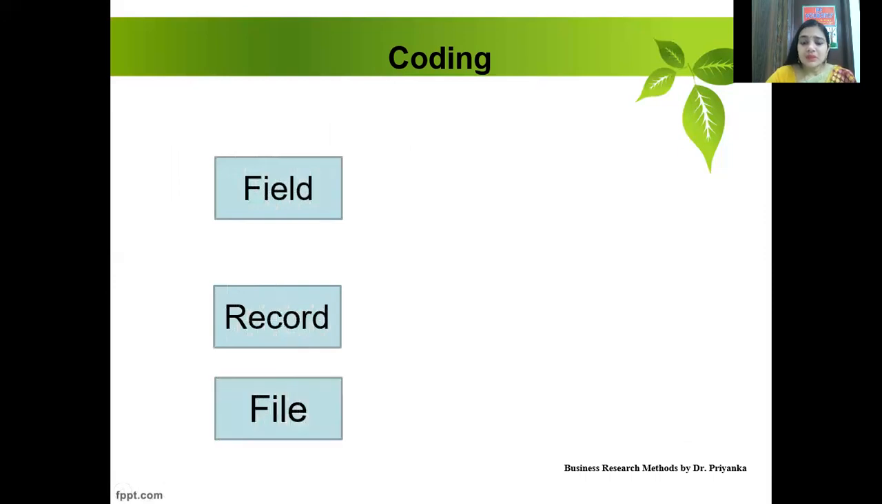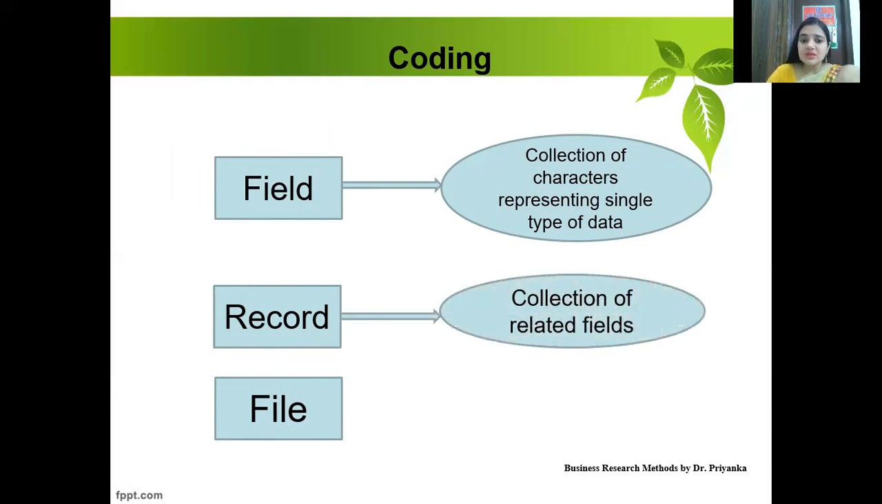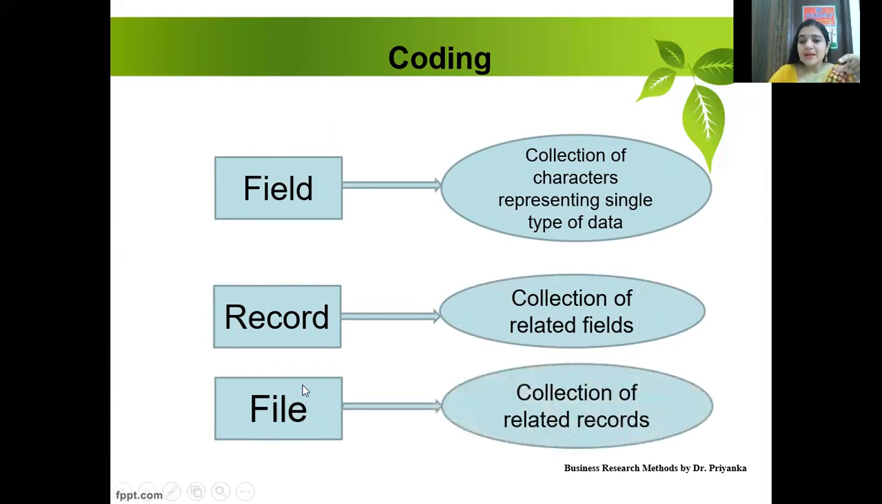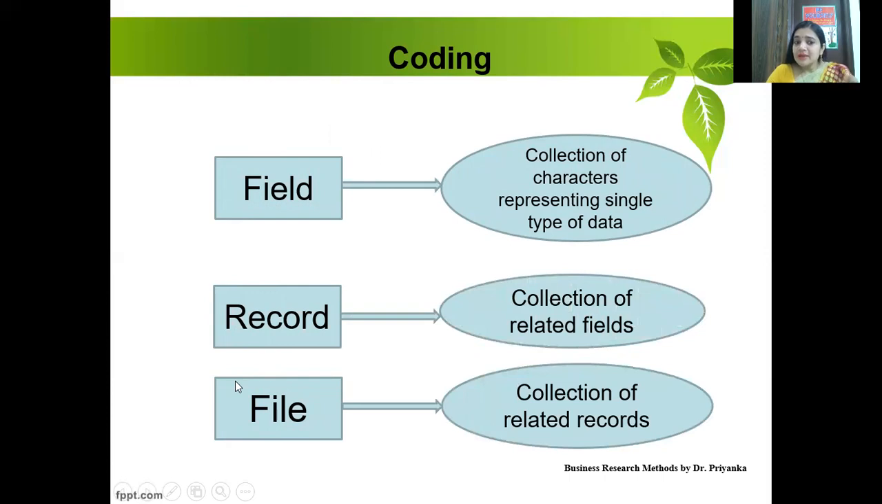For example, there are three things: field, record, and file. Field is a collection of characters representing a single type of data, where you will be presenting just a single data. I'll tell you the kind of field, record, and file with the help of one example also. Let us see what this is. Record is a collection of related fields, right? Then file is a collection of related records, and there can be numerous files then. For example, like this, here we mentioned field, and then record is a collection of fields, and then file is a collection of records.